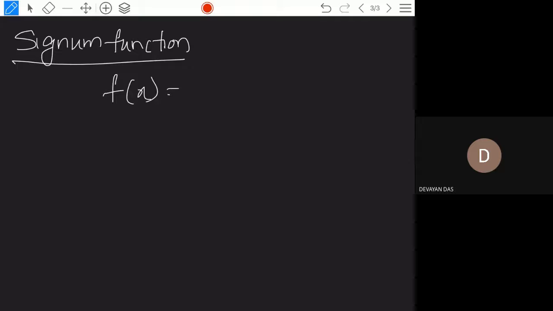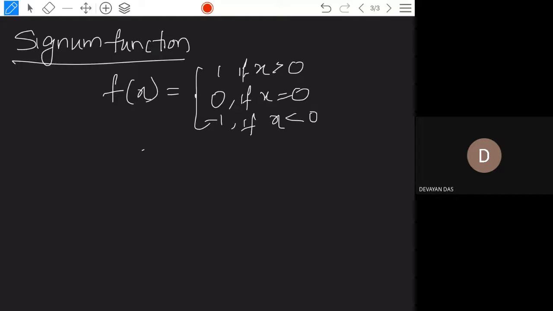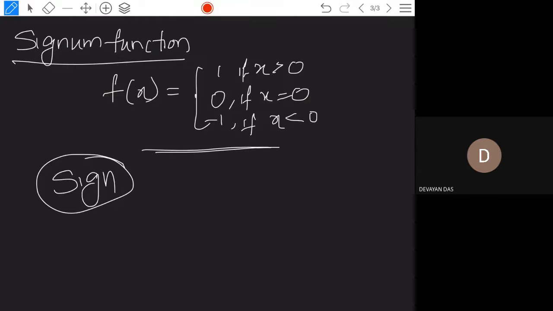f of x is equals to 1 if x is greater than 0, 0 if x is equals to 0, and -1 if x is less than 0. Then this function is called the signum function. Sign, just simple. Because x greater than 0 means what is the sign, positive or negative? Positive, so 1. X less than 0 is negative, so minus 1. X equals 0 is neither positive nor negative, so 0. That's why this function is called the signum function.